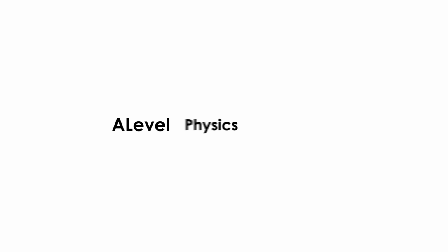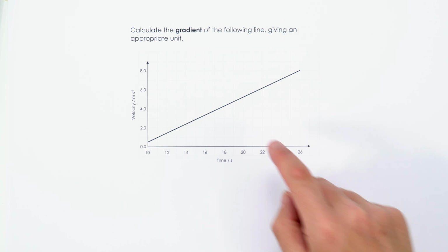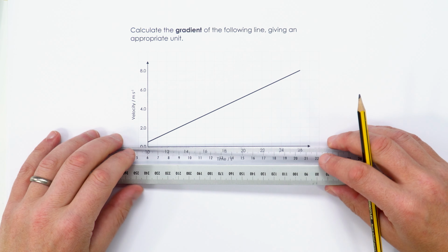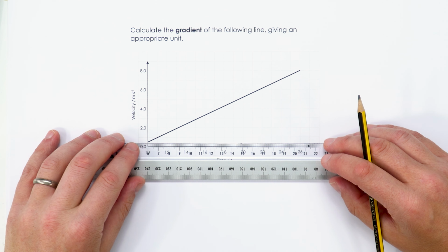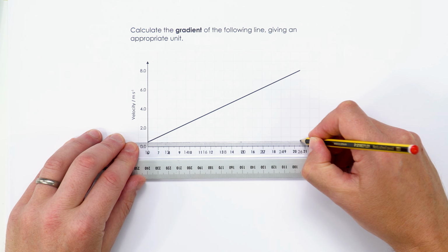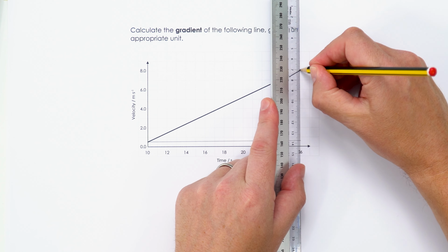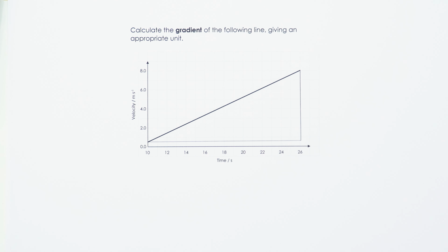This is how to calculate the gradient of a line with an appropriate unit. So we have a graph with velocity and time, and in order to work out the gradient, the first thing I'm going to do is draw in a large triangle just using my pencil, and we can then use this to get the points that we need to actually work out the gradient.